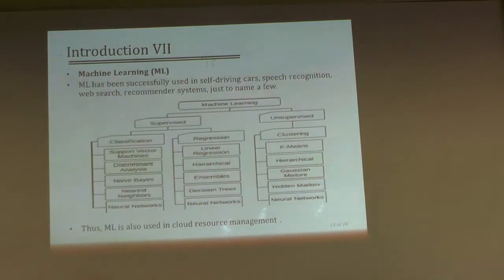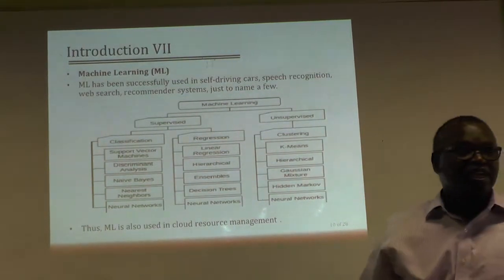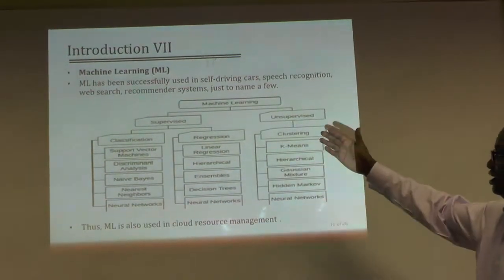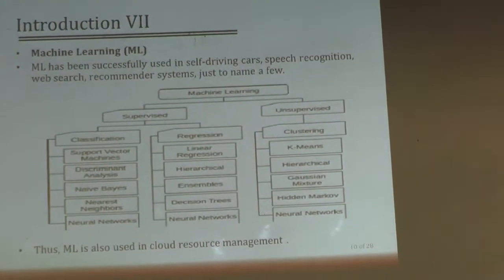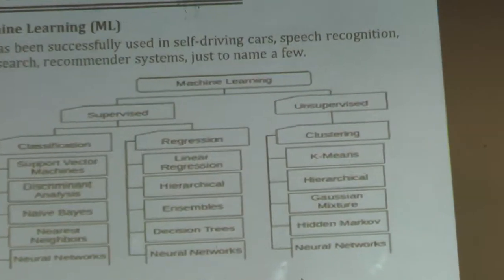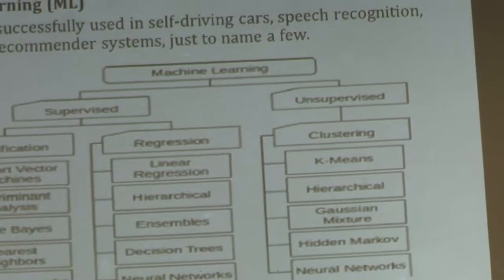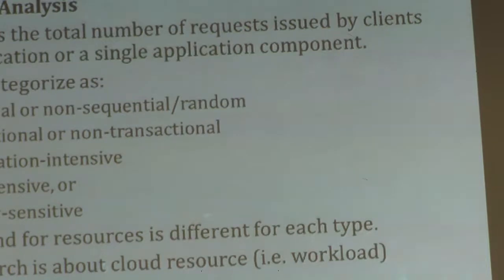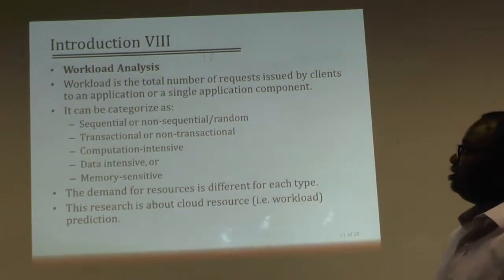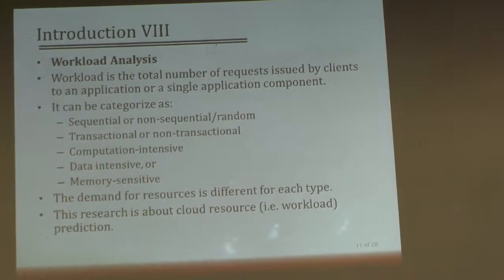Excuse me. Again, I believe everybody here knows something about machine learning, but in case somebody didn't show up when we were preparing this: machine learning is used a lot in a lot of things. Self-driving cars, speech recognition, web search, recommender systems, and so on and so forth. Okay? And generally, we can categorize machine learning into two, supervised and unsupervised. We've talked about this a lot, and therefore, we know that machine learning is also used in cloud resource management. And that's what we are going to look at today. Then there's this idea of workload analysis, which is related to what I'm going to present today.